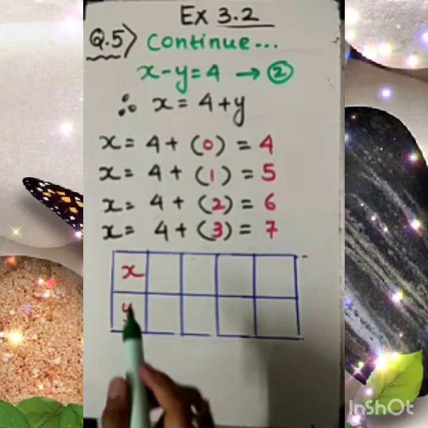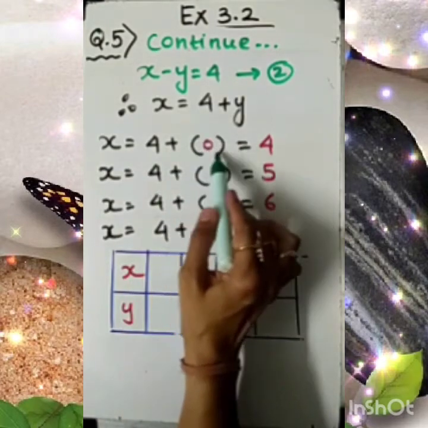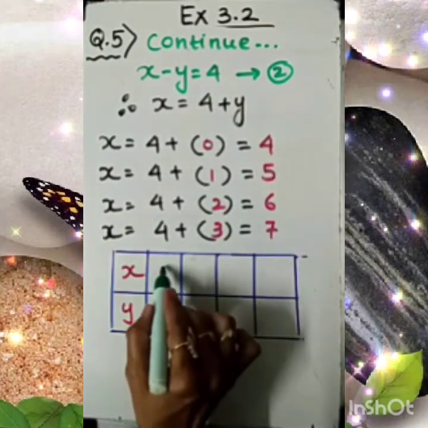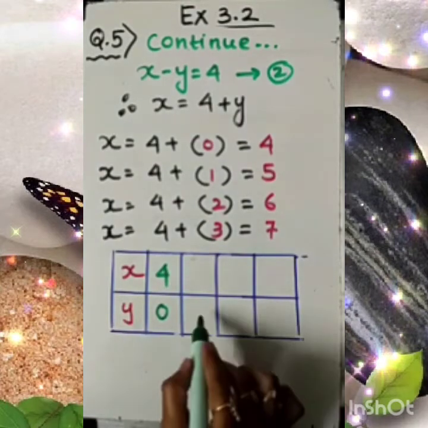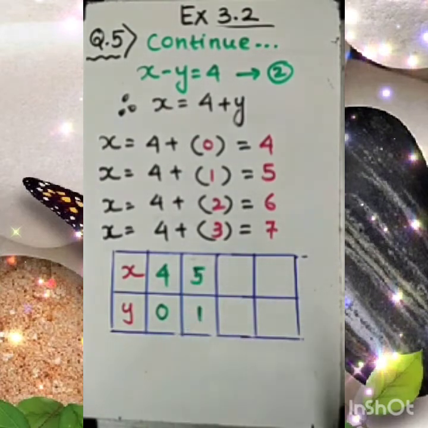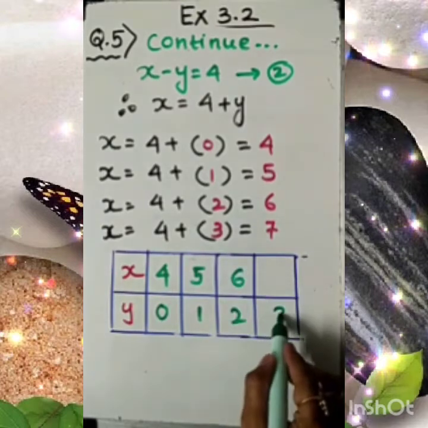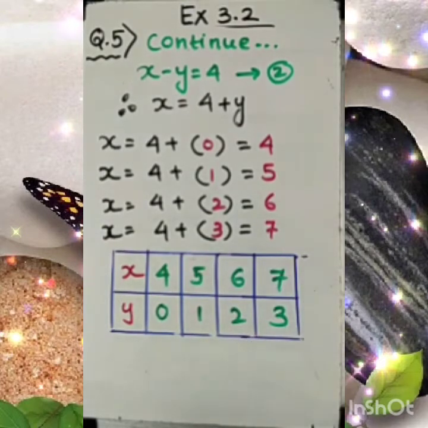Here we have written the value of y, meaning 0 we have chosen for y, and in place of that x is gaining 4. For 1 here it is 5, and if it is 2 then here 6, and if it is 3 then here it is 7. Clear to you? So these are the values which we are gaining through this. So we need to locate 4, 0, 5, 1, 6, 2 and 7, 3 on a graph paper.